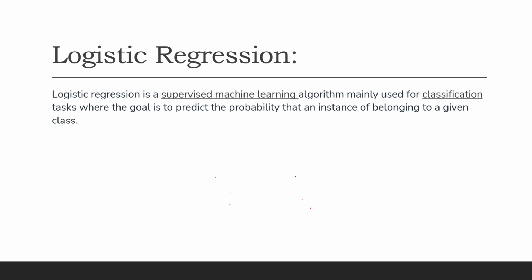Now there are two types of logistic regression. The first is binary classification and the second is multi-class classification. In binary classification, there are only two classes. That means the instance can either belong to class A or class B. But in multi-class classification, there can be more than two classes. In this video, we are going to talk about binary classification.